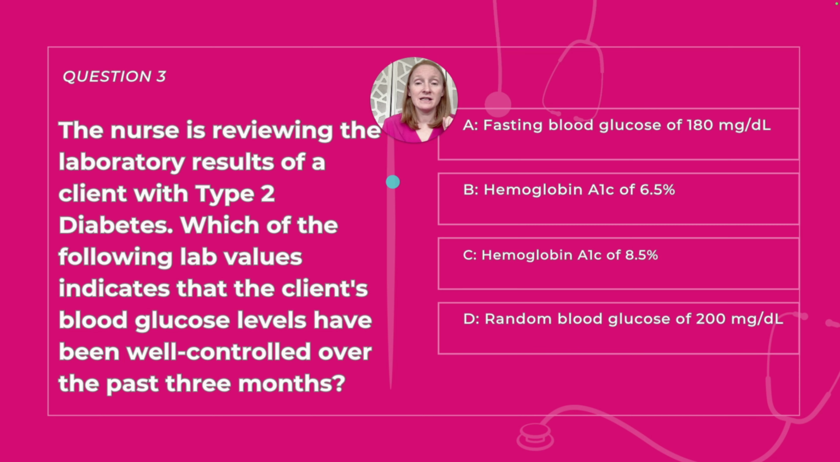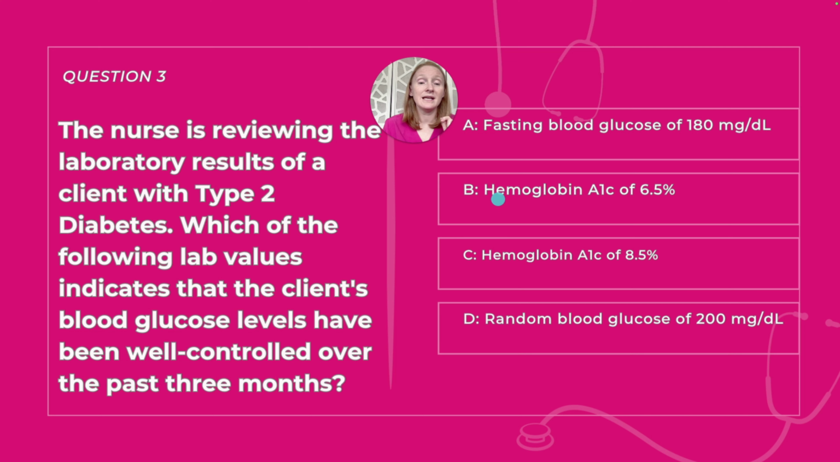Answer A, fasting blood glucose of 180 milligrams per deciliter. Tempting, but only because it says blood glucose. If you know what normal glucose levels are, then you will know that this is way too high. That is not well controlled. Not only that, but a fasting blood glucose only tells us how your blood glucose is doing today, right now, before you have eaten. It does not tell us how well controlled it has been over the past 3 months, like the question is asking. We can eliminate A.